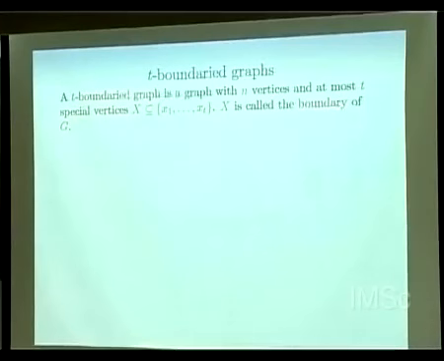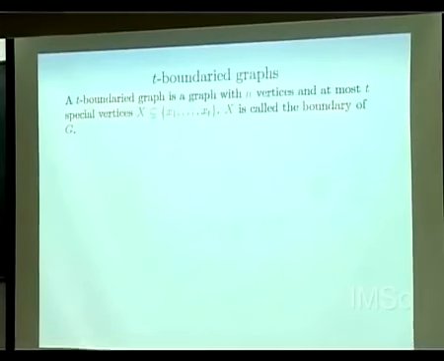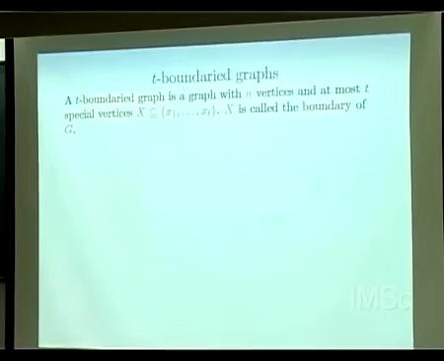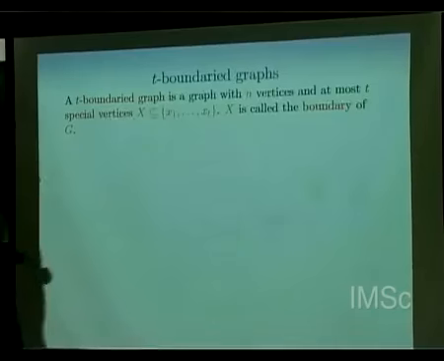Okay, so to do that, I'm going to introduce a kind of graph which is called a T-bounded graph. Now, what is a T-bounded graph? It's a graph with n vertices and at most T special vertices. Now, what are these T special vertices? Called X, a subset of x1 to xt, and X is called the boundary of G.